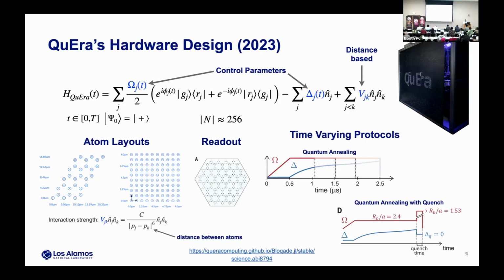Now, at this point, I'll say, can anyone in the room spot one major limitation of this particular Hamiltonian or design? Yeah. So you say the distance-based interaction. What about the distance-based interaction?